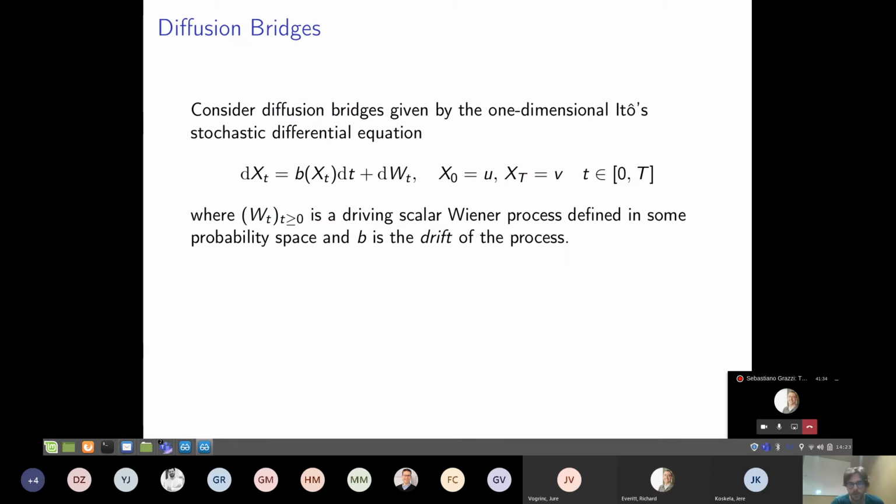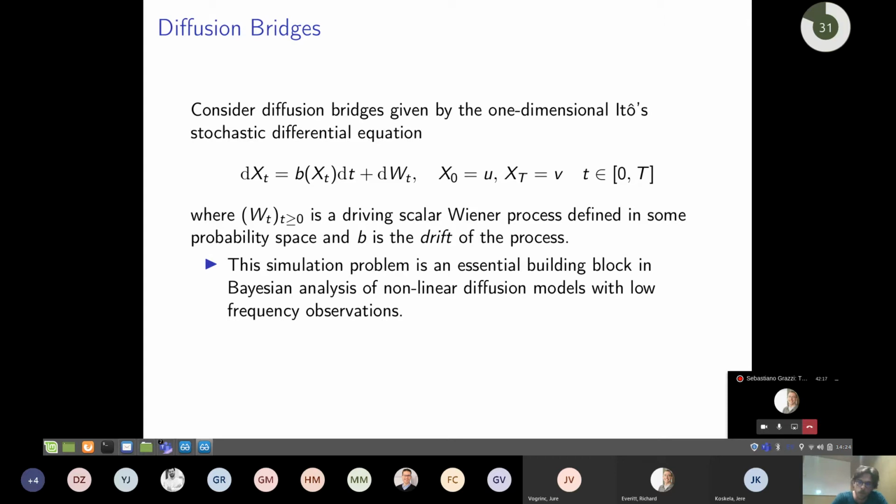Now, the core application of the paper is the simulation of diffusion bridges. Here we consider one-dimensional diffusion bridges. For those who don't know what a diffusion bridge is, it is a continuous model defined by a stochastic differential equation that you find here, with two additional conditions, which force the process to start at one point u, so x0 has to be equal to u, and to end up at time capital T at a point v.